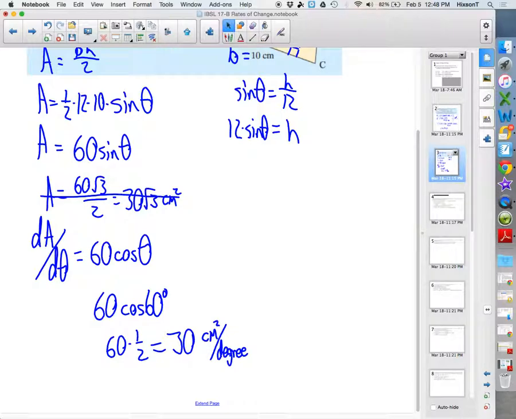So we can apply rates of change to all kinds of different stuff. And paying attention to your units of measure, and how all that works is going to be really important. But look back at your derivative. That'll kind of tip you off. What was our area measured in? Square centimeters. And then the angles were measured in degrees. So it's square centimeters per degree.